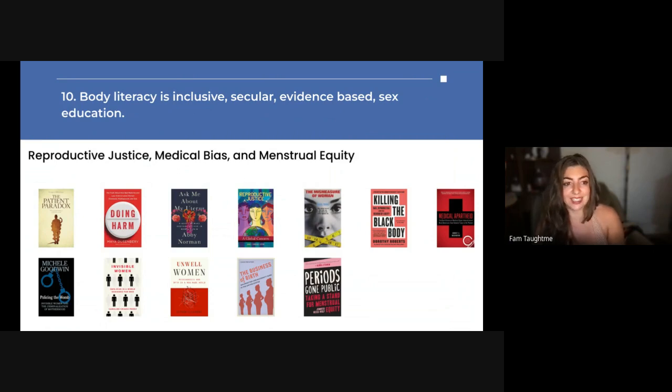And the last tenet is that body literacy is inclusive, secular, evidence-based sex education. It promotes body autonomy, it promotes informed healthcare choice, and it's built on the foundations of birth justice and reproductive justice. And it includes many different groups of people.